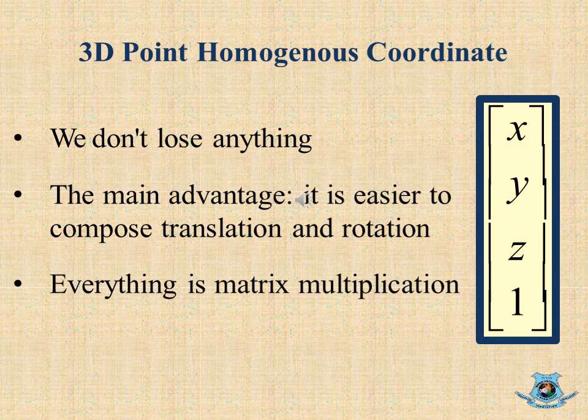The main advantage is that it is easier to compose the translations and the rotation. The rotation of a point, a straight line, or an entire image on the screen about a point other than the origin is achieved by first moving the image until the point of rotation occupies the origin, then performing the rotation, and finally moving the image to its original position.